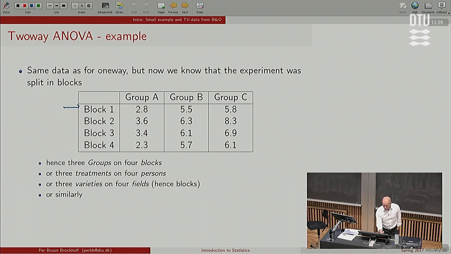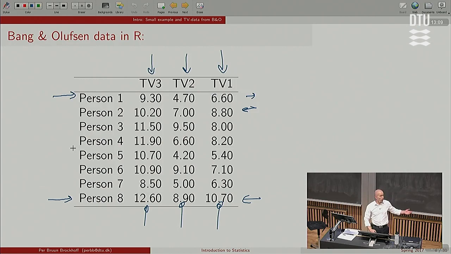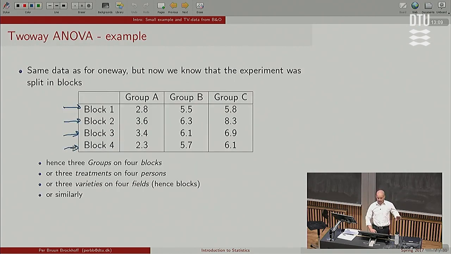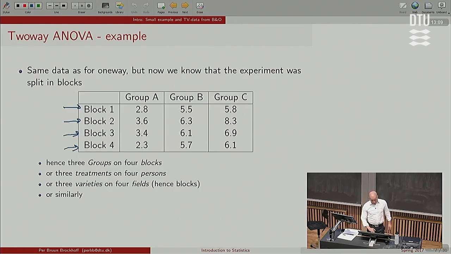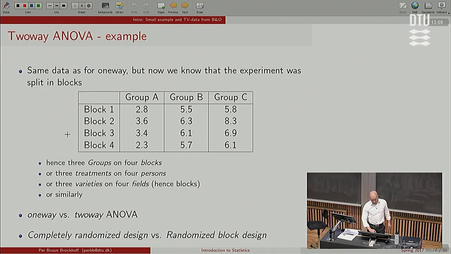And then I assume, and that's the other generic name we use, we call those blocks. So block is a generic term. In the TV data, blocks were persons, and treatments were the different TV sets, right? But treatments and blocks are the generic terms for what we're really interested in, and then the individuals or whatever. That can be different things actually, sometimes persons, sometimes animals, sometimes countries, sometimes whatever. So that's what we call it.